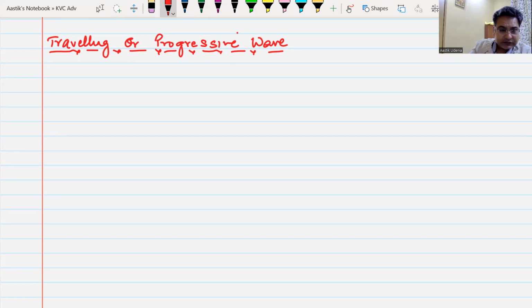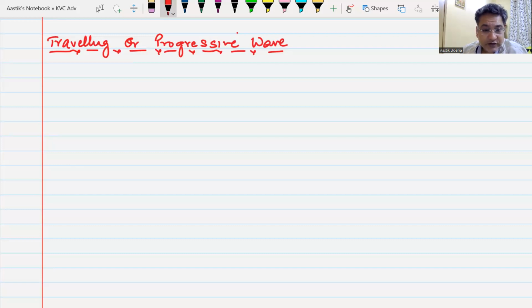Now, how do we write the equation of a wave? Now we come to the point where we have to understand how a wave equation is written. When we wrote the equation of simple harmonic motion, that was the motion of one particle only, right? y is equal to a sine omega t, or y is equal to a sine omega t plus phi, or whatever. That was the equation of only one particle.